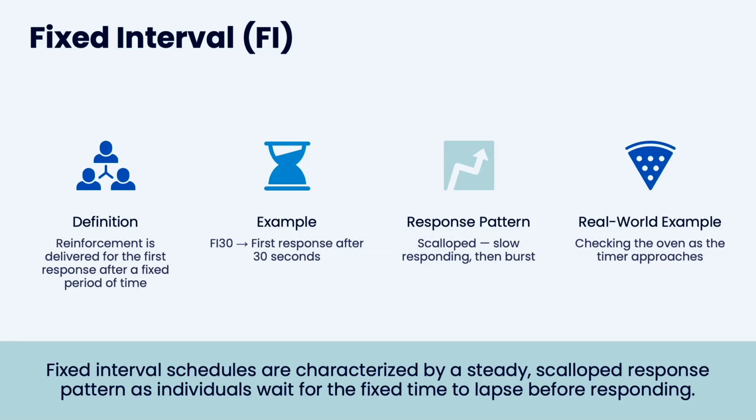Checking the oven as the timer approaches is a real world example. So you have muffins, right? And baked muffins is your reinforcement. That's what you're accessing or trying to get. And how to get that is to check the oven and make sure they're cooked well. So, say it takes 30 minutes to cook them. In the first 20 minutes, you're probably not going to look at them much. But then when you get closer to that 30 minutes, you're going to look more often, because you know the time's almost elapsed and your reinforcement is available.